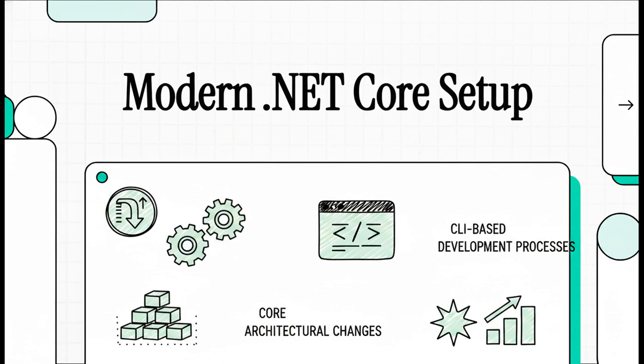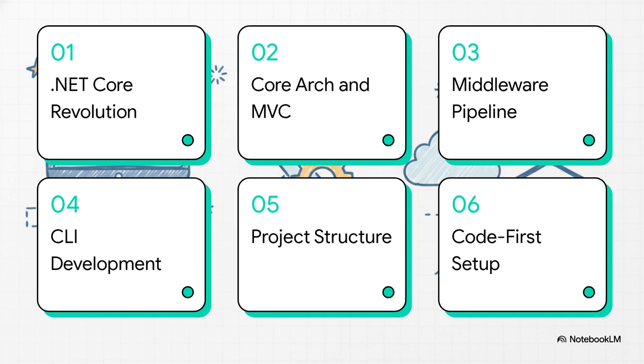Let's get into it. We have a packed agenda today. First, the .NET Core revolution. Second, core architecture and MVC. Third, the middleware pipeline. Fourth, command line development. Fifth, structuring your project. And finally, number 6, code-first database setup.